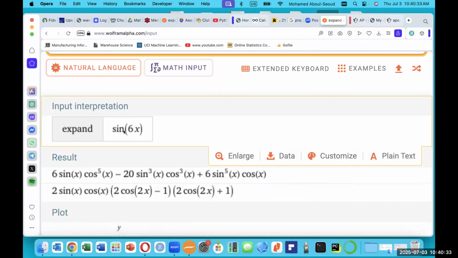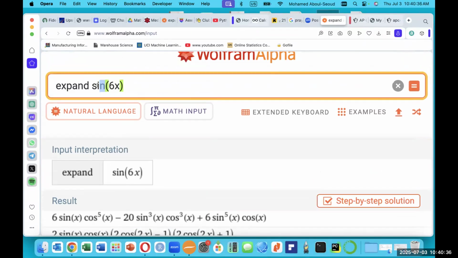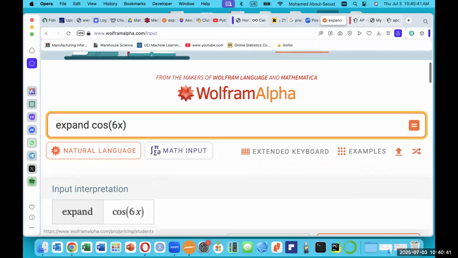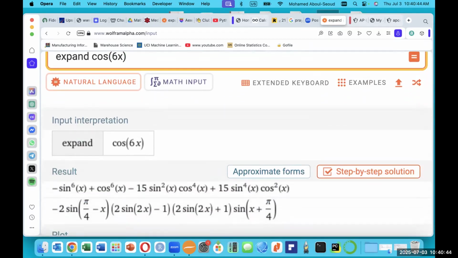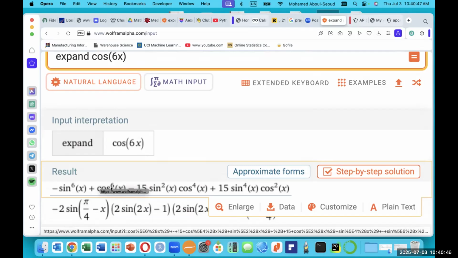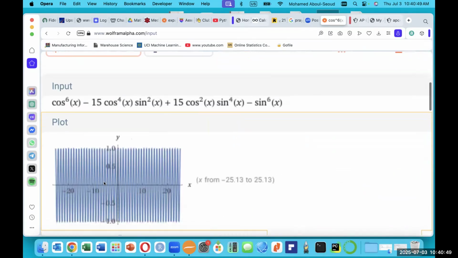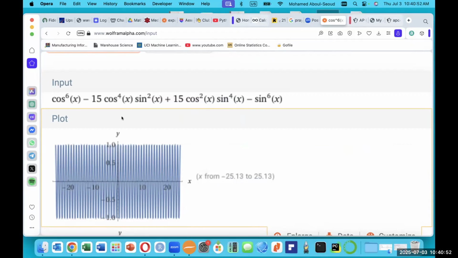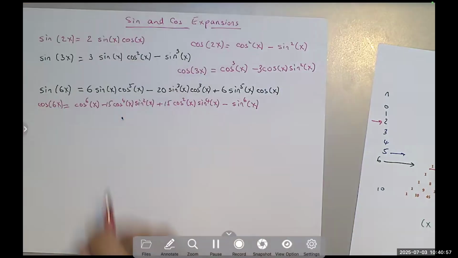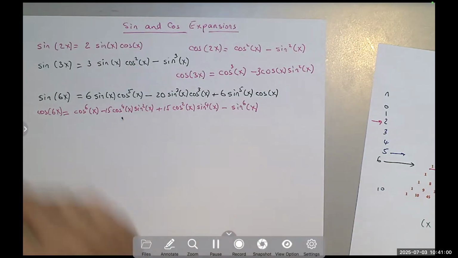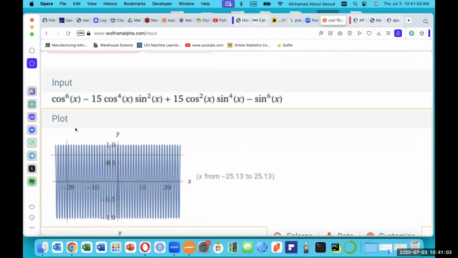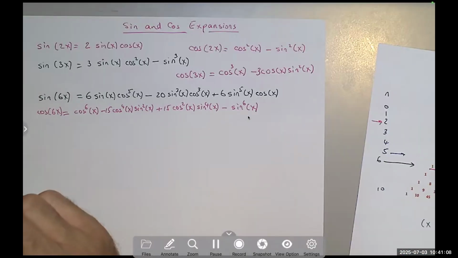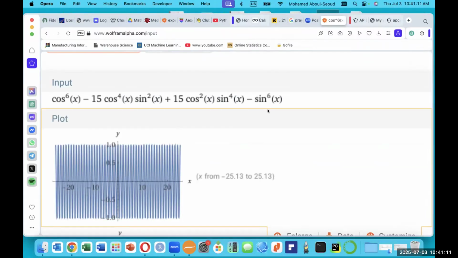Now, let's change that into cosine. It's easier instead of using the functions. And you can see it's not the same order we have, but we have cosine to the 6th, right? Oh, for some reason, it arranged itself. Cosine to the 6th minus 15 cosine to the fourth sine square plus 15 cosine square sine to the fourth minus sine to the sixth. And basically that's it.